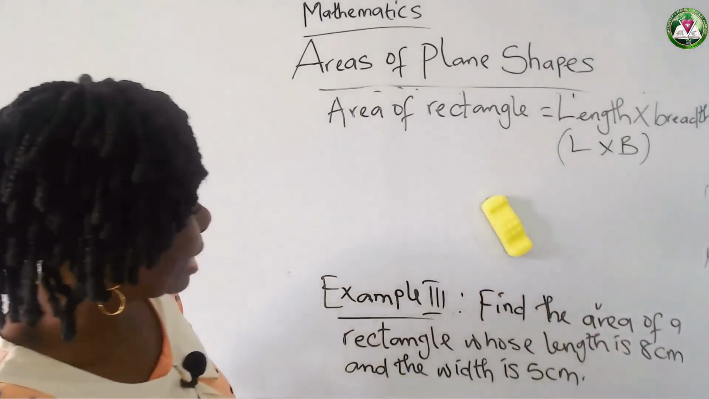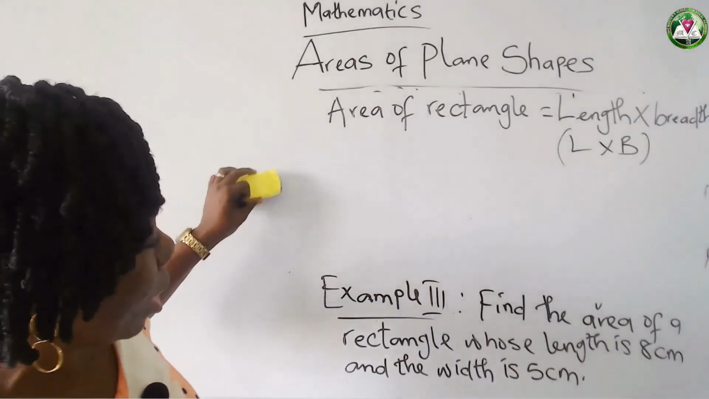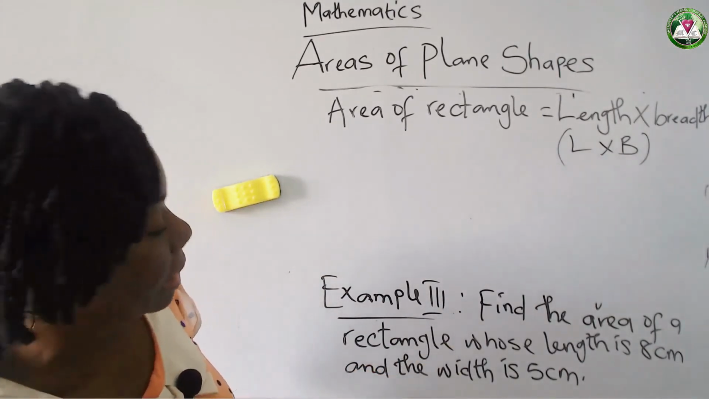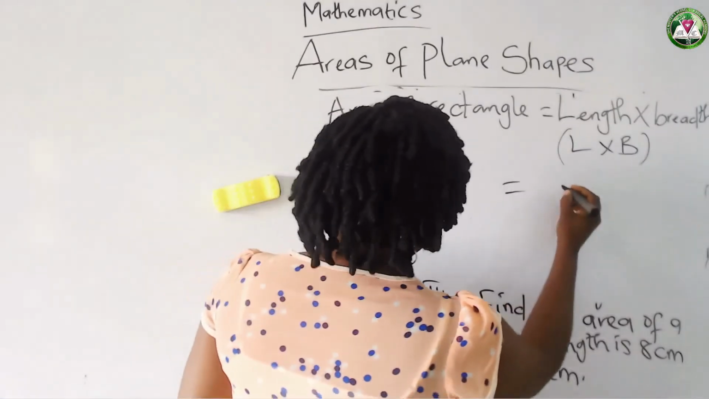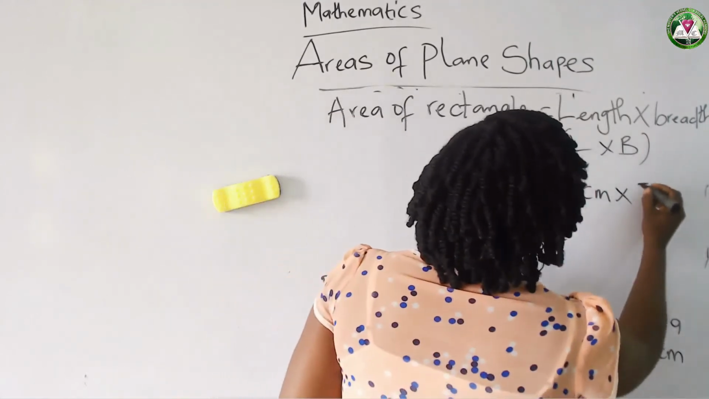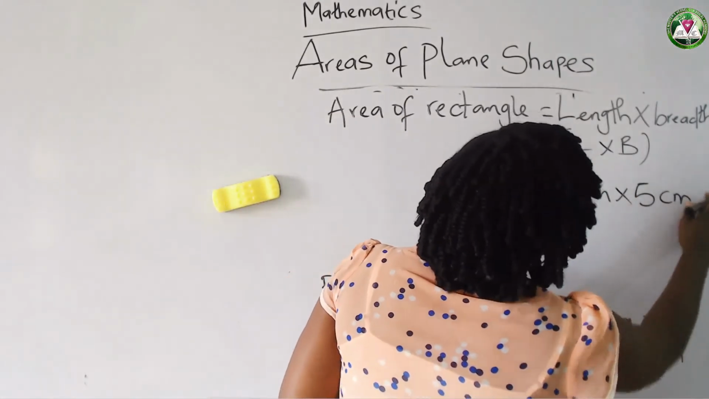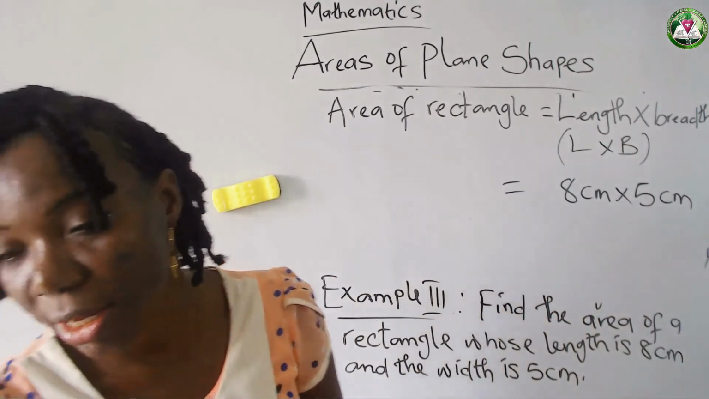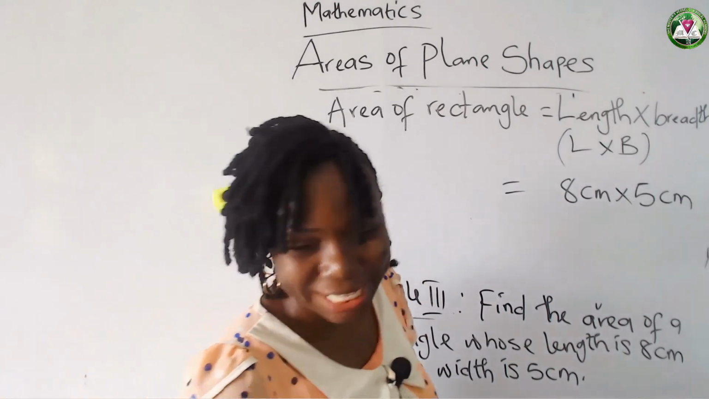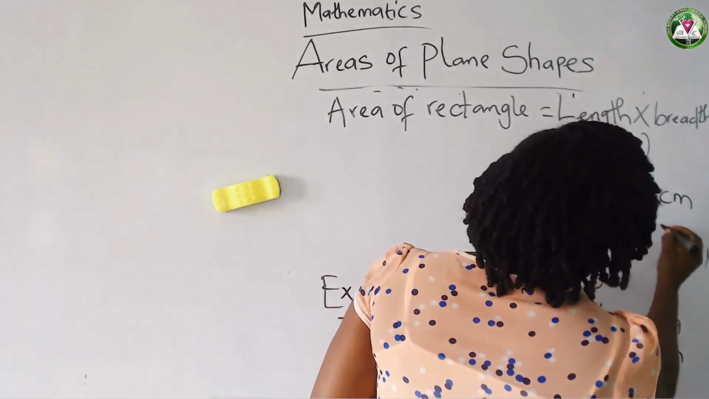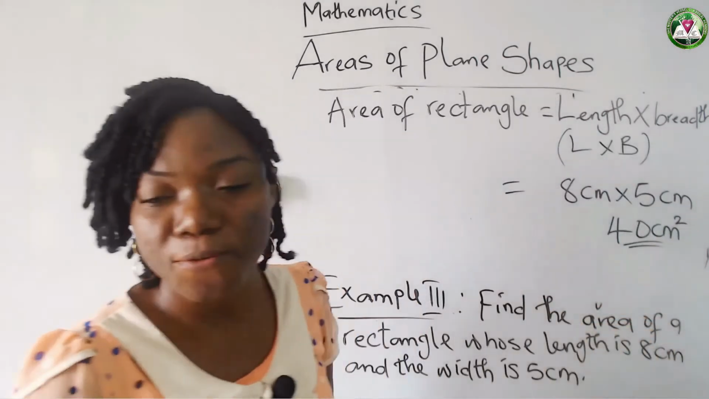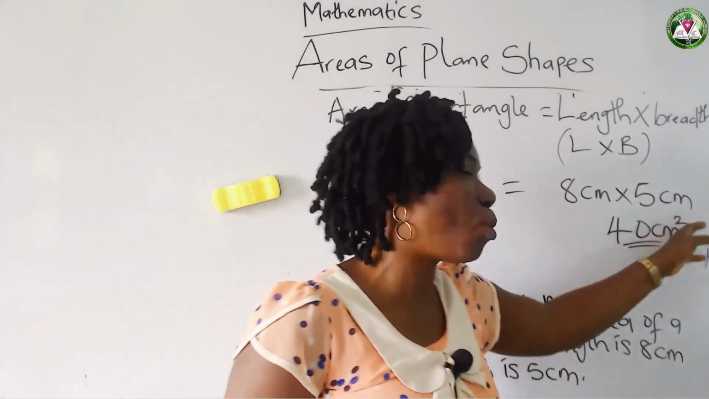Is that clear? Now we're given that the length is what? 8 centimeters. And the width is what? 5 centimeters. This means we should multiply 8 centimeters by 5 centimeters, and this gives us what? 40. 8 times 5 gives us 40. Don't forget to put your squared.